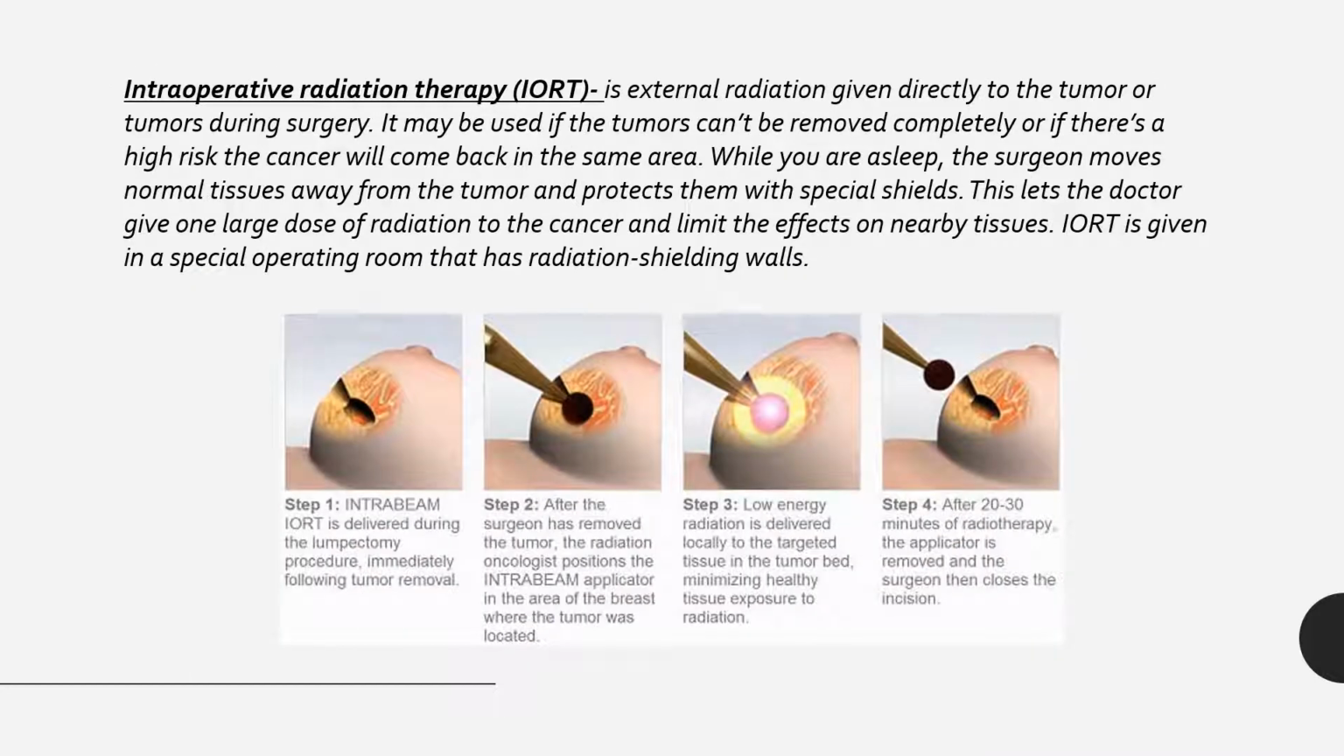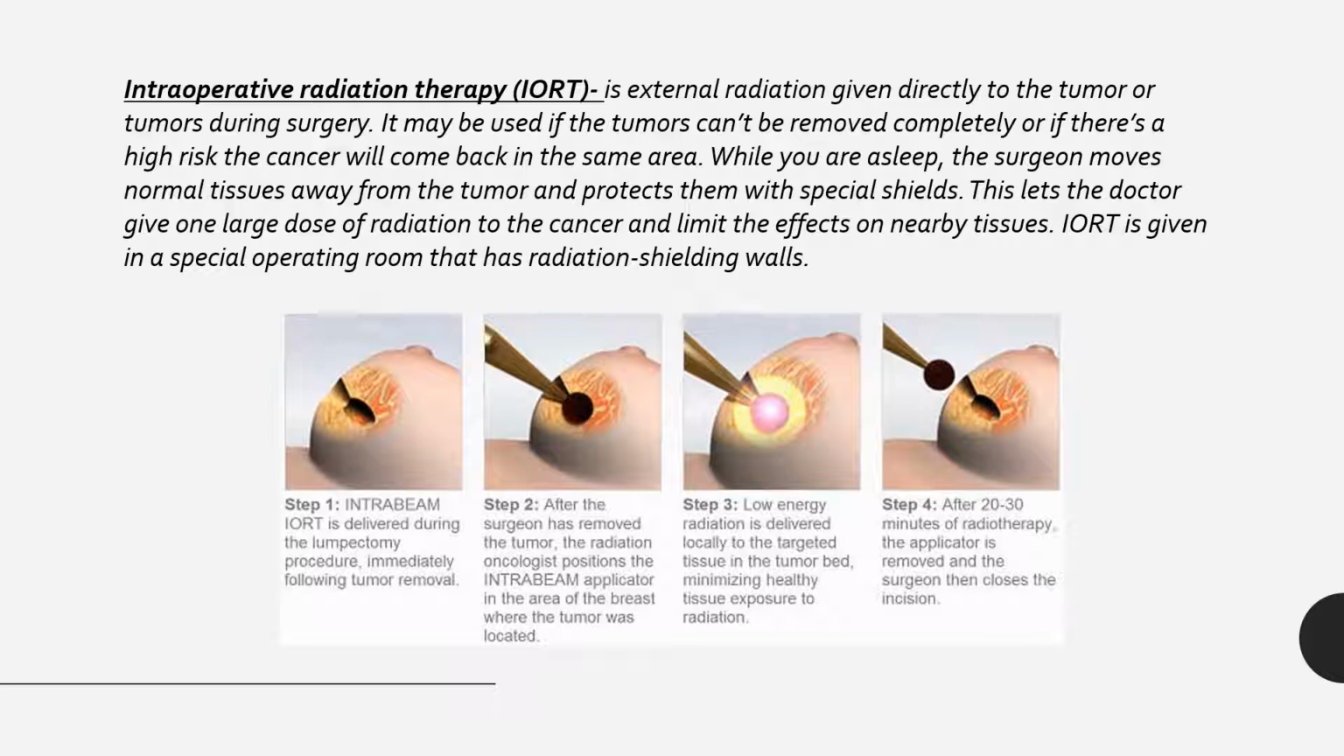Next we have intraoperative radiation therapy, IORT. It is an external radiation given directly to the tumor or tumors during surgery. It may be used if the tumors can't be removed completely or if there's a high risk the cancer will come back in the same area. While you are asleep, the surgeon moves the normal tissues away from the tumor and protects them with special shields. This lets the doctors give one large dose of radiation to the cancer and limit the effects on nearby tissues.